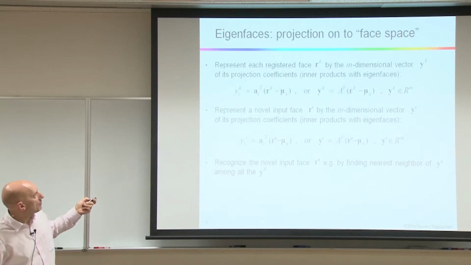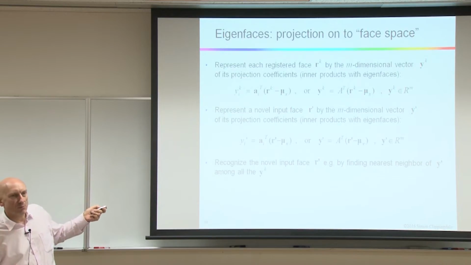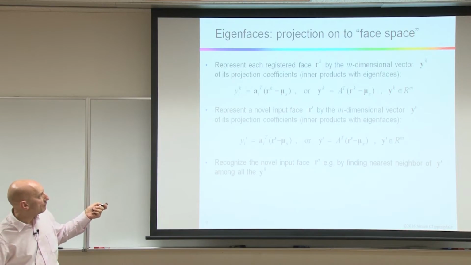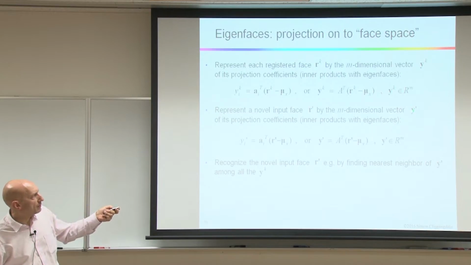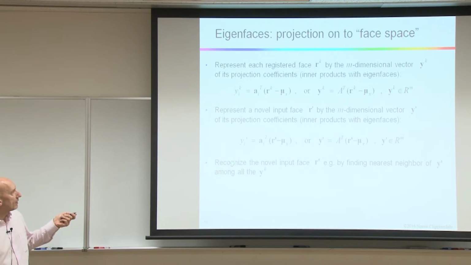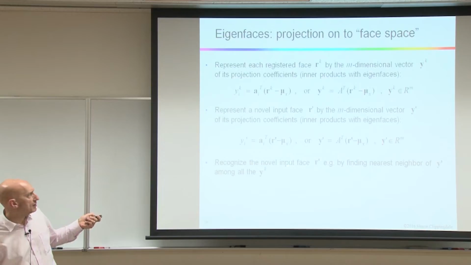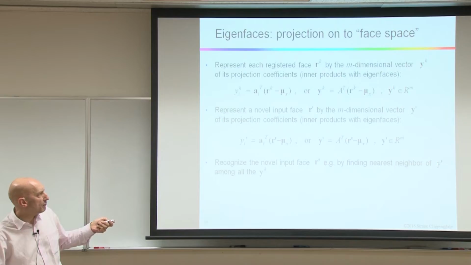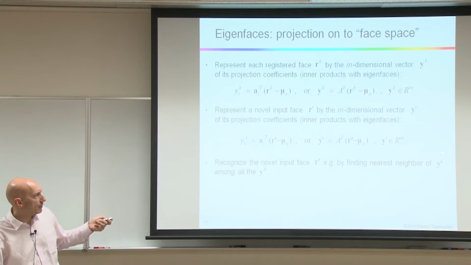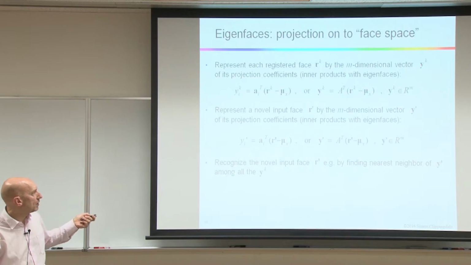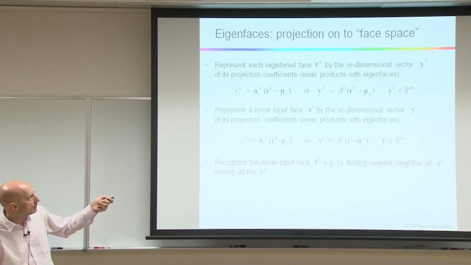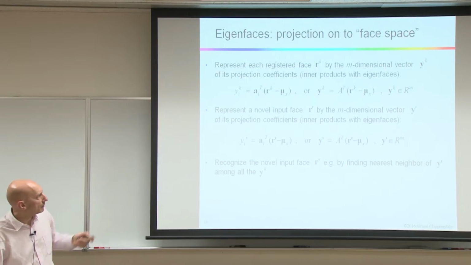So having done that, when a novel face comes along in the input that we want to recognize, first we take the PCA decomposition of that, so I'll call that y dash, in exactly the same way. Take the mean off, do the transformation, and then you can try to recognize this novel input face by, for example, finding the nearest neighbor of its eigenvector coefficient vector among all these, which are the ones that you've registered in your database.